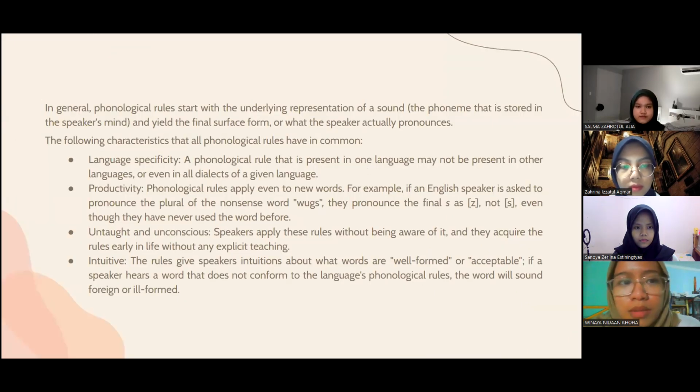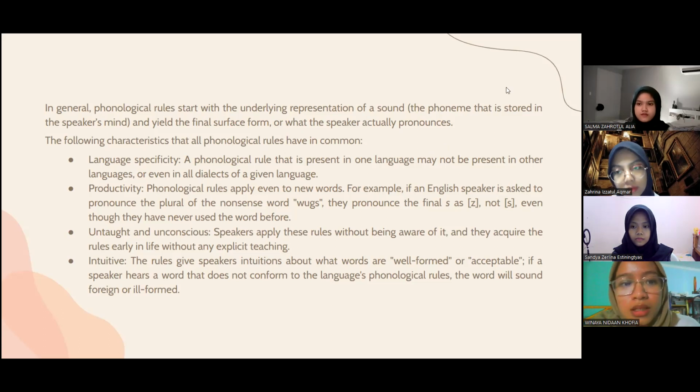The next slide. In general, phonological rules start with the underlying representation of a sound, the phoneme that is stored in the speaker's mind, and yield the final surface form, or what the speaker actually pronounces. The following characteristics are what all phonological rules have in common. The first is language specificity. A phonological rule that is present in one language may not be present in another language, or even in all dialects of a given language.